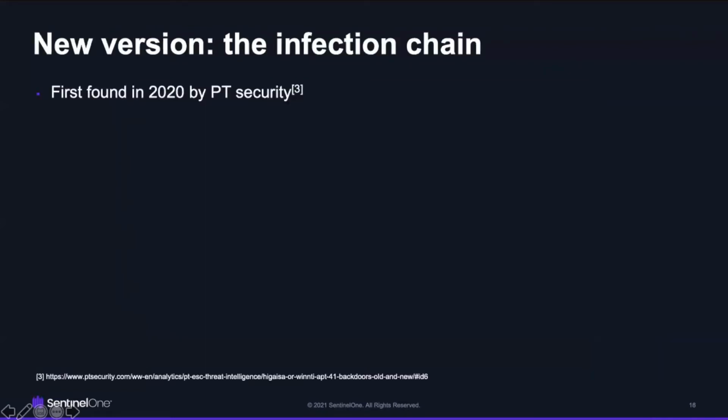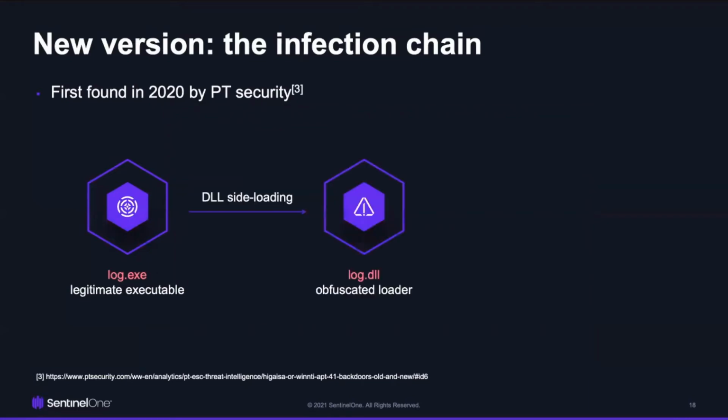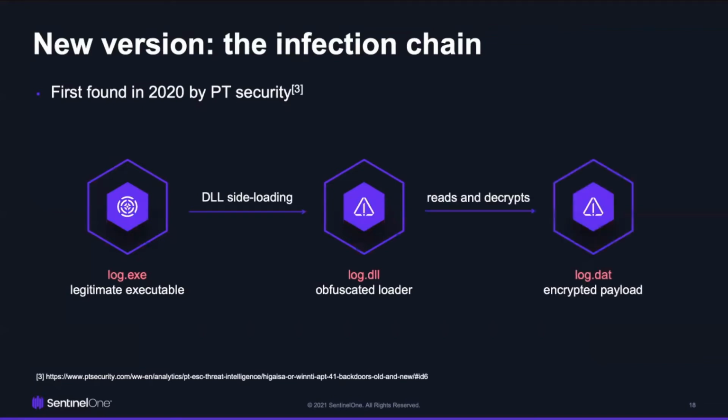In 2020, another new version of ShadowPad was found by Positive Technologies. The infection chain of the new version includes three components. The first one is a legitimate executable, log.exe, and it will sideload an obfuscated loader called log.dll. This loader will then read and decrypt another piece of payload, log.dat.